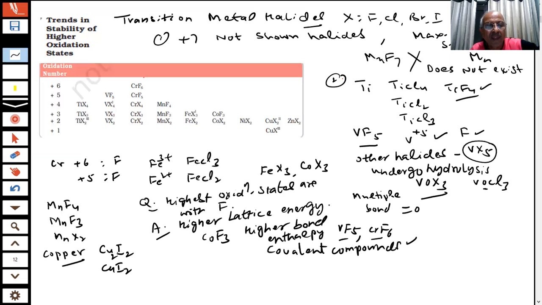It will be plus 1. How? 2x minus 2 equal to 0, so copper is plus 1 in Cu2I2, and CuI2 is plus 2 oxidation state. And this copper 2 plus can oxidize iodide ion.